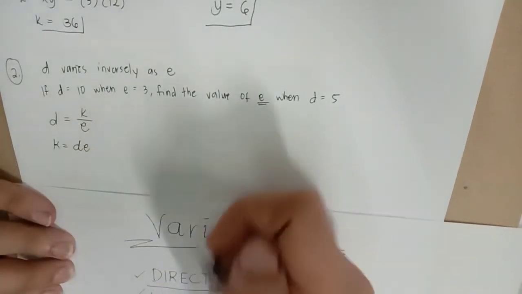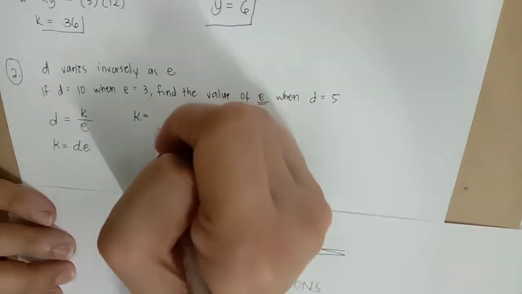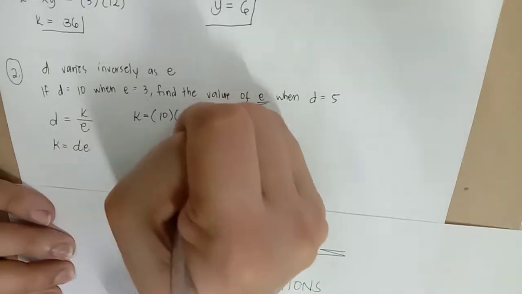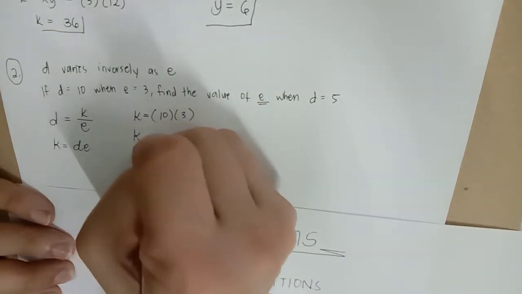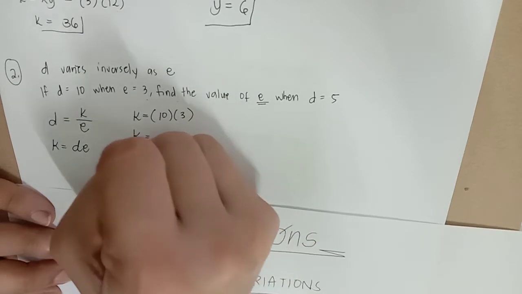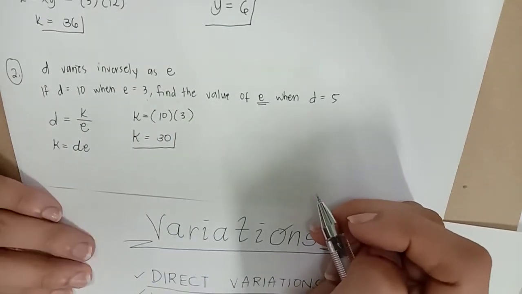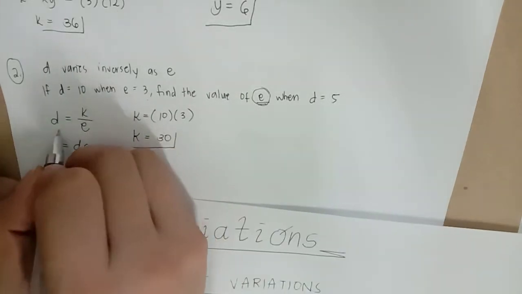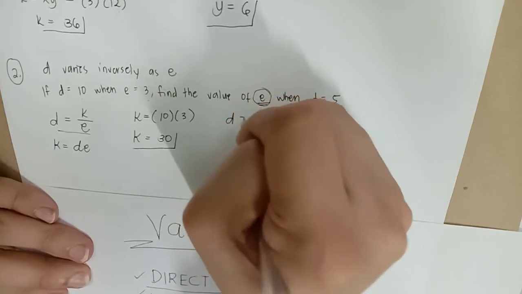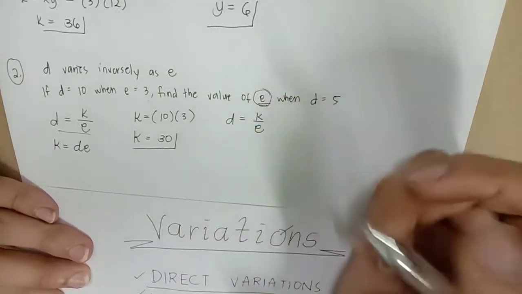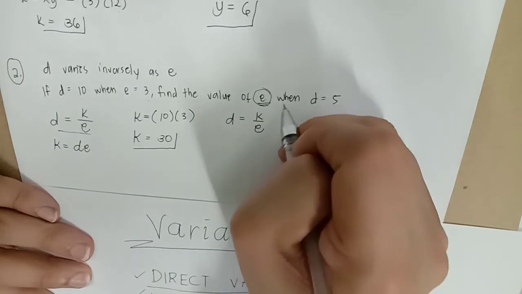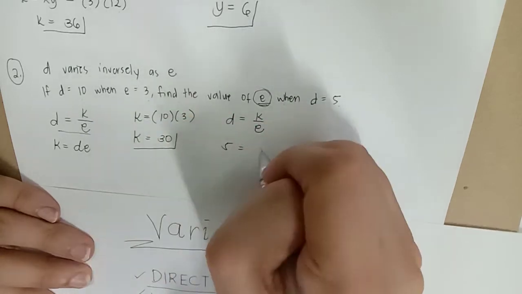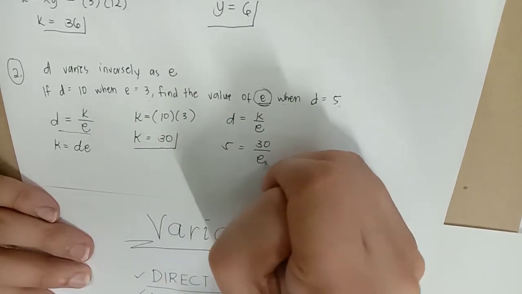Hanapin muna natin yung constant. Multiply lang po natin yung unang given, which is D is equals to 10, E is equals to 3. So, K is equals to 30. Nakuha na natin si constant variation. Hanapin naman natin si E. Balik po tayo sa original formula, which is D is equals to K over E. Then, substitute lang po natin yung given natin when D is 5. So, yung D natin is 5. Ang K natin is 30 over E.